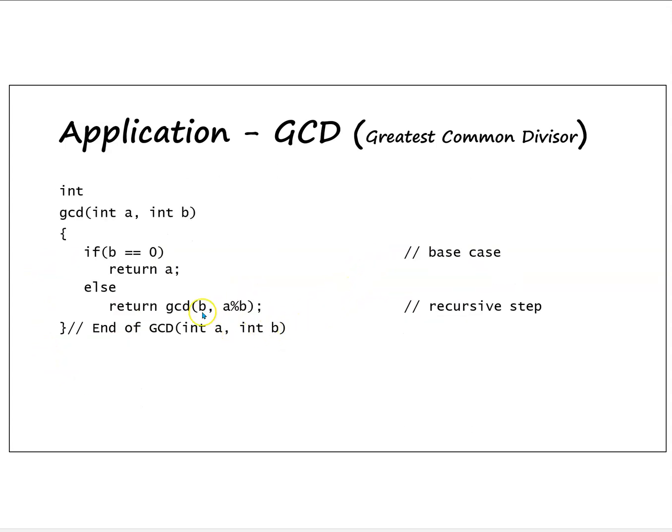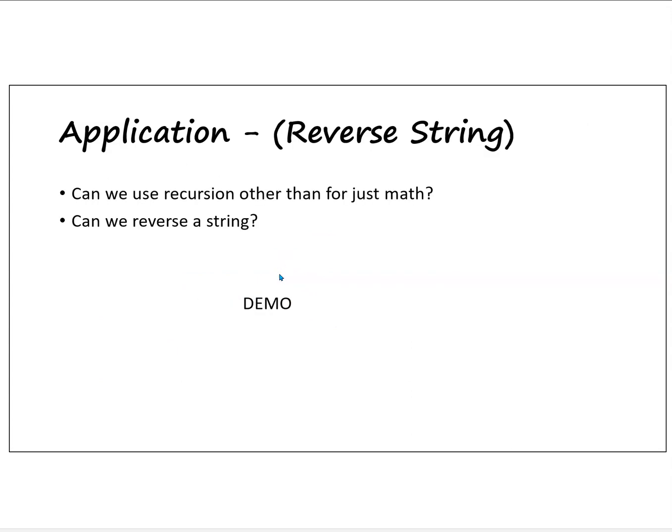So let's implement it very quickly. If b equals 0, return a. Otherwise, return GCD of b and a mod b. It looks just like the math equation. Can we use recursion other than for math? Can we reverse a string? Well, I'm going to leave that to you for a homework assignment.